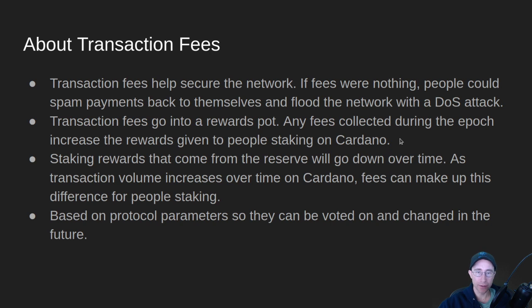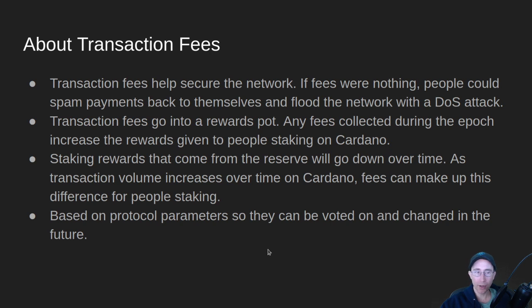The reserve goes down, and so we also have fees. As the transaction volume increases over time, as more people are using the network, as we get more use and utility, those fees will trickle up over time. Not the actual fee, but the overall volume of fees, and that should make up the difference. So if you're staking on the network, you should continue to get decent rewards as those fees become a larger part of the network as we gain use and utility.